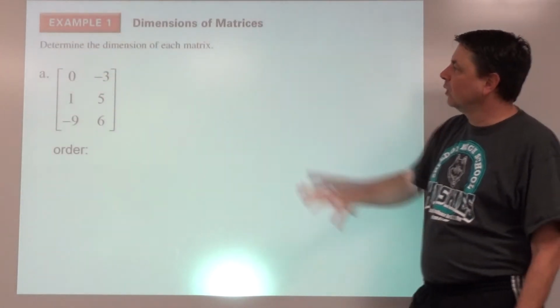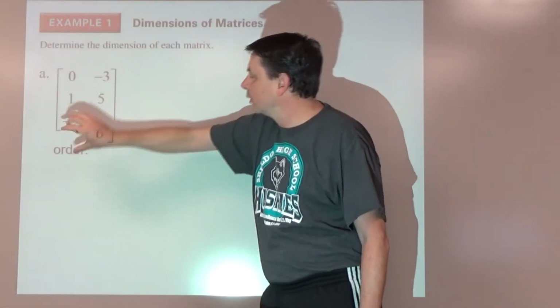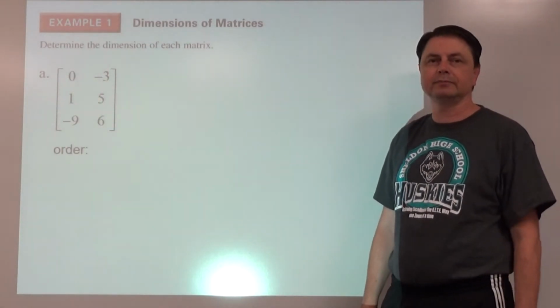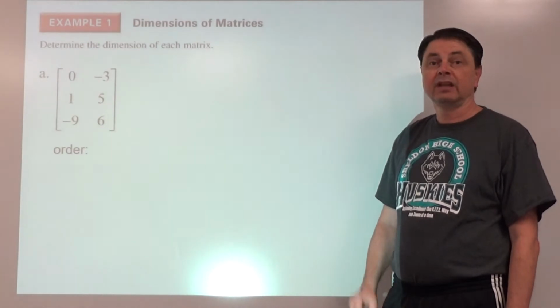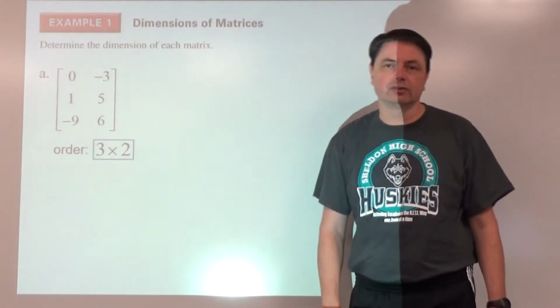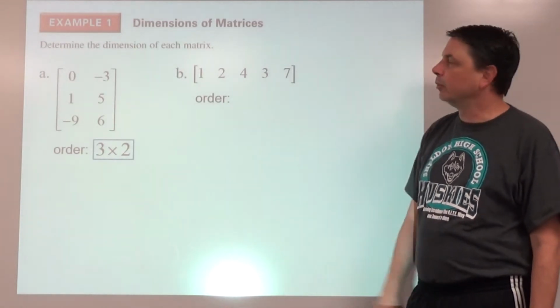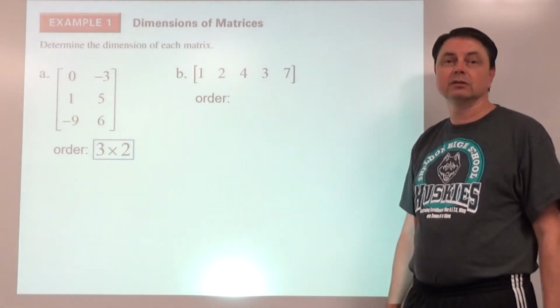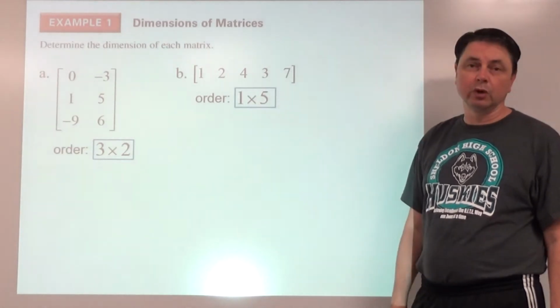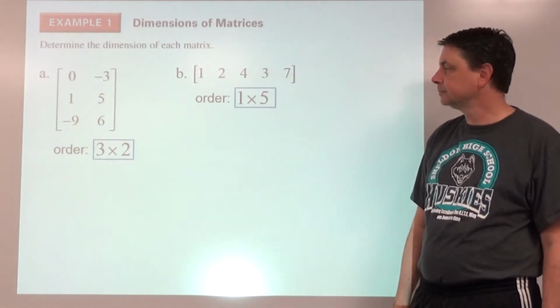So example number 1, let's take a look at a matrix and determine what is the order of that matrix. Think about it for a moment. There's 3 rows, 2 columns, so it's a 3 by 2 matrix. What about part B? What is that one? It's a 1 by 5, 1 row and 5 columns.